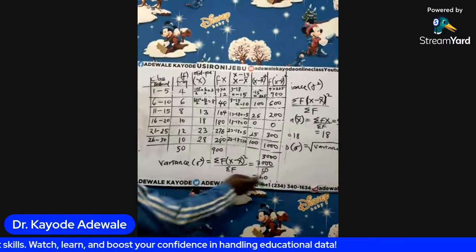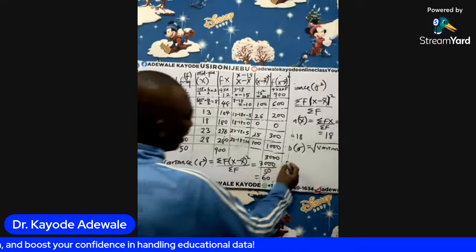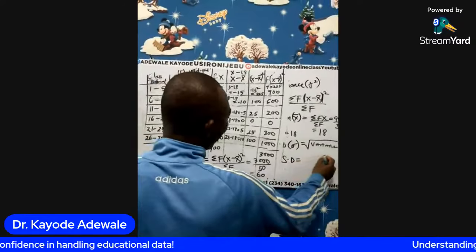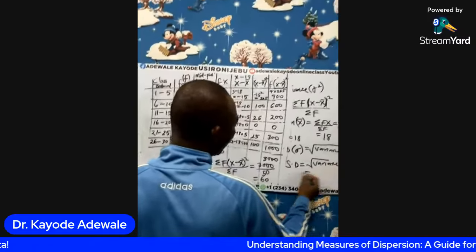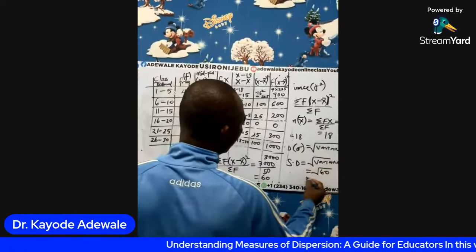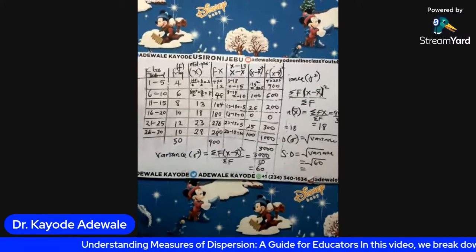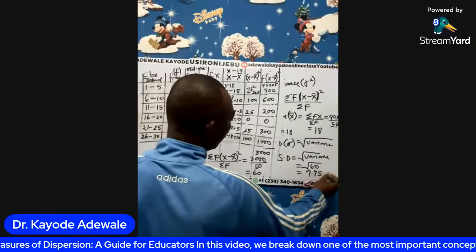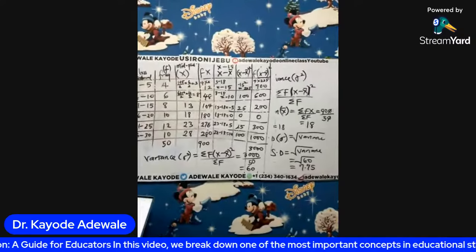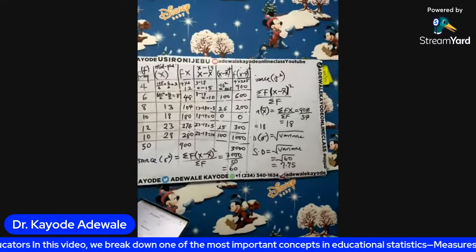So our variance is equal to what? 60. So what is our standard deviation? Our standard deviation is just the square root of what? Of variance. And we have got our variance. So that means this is just the square root of 60. And what is the square root of 60? That is 7.75. Ladies and gentlemen, we have got this.